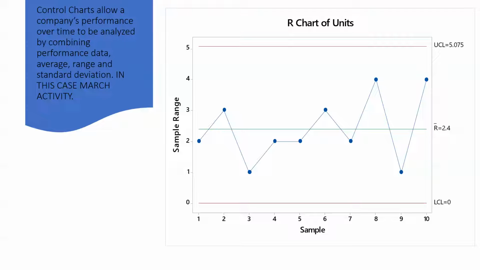All right, so the control chart allows a company's performance over time to be analyzed by combining performance data: average, range, and standard deviation. In this case, this is the bar chart. And as you can see, it's well within the boundaries, all right? But it gets to be more unstable as we go toward the end.